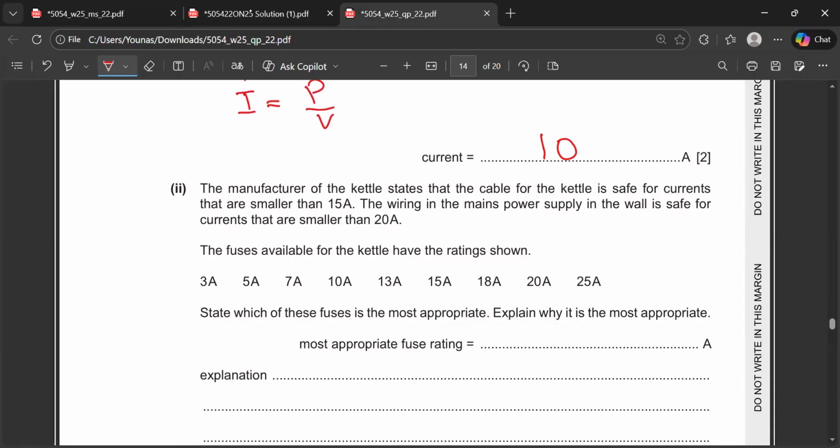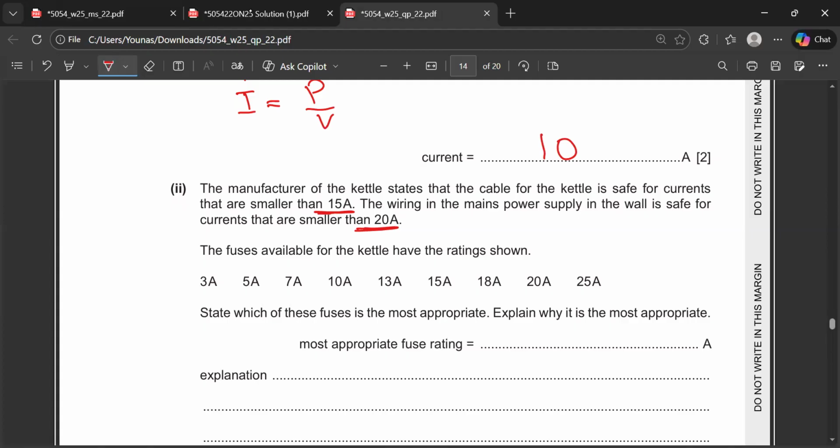He says the manufacturer of the kettle states that the cable for the kettle is safe for currents that are smaller than 15 ampere. It means that the cable connected with the electric kettle can only bear up to 15 ampere. Any current more than 15 ampere will melt this cable. The wiring in the main supply in the wall is safe for currents that are smaller than 20 ampere. The wiring done in the home inside the wall can only handle a current of 20 ampere. If that exceeds 20 ampere, the wiring in the wall will melt.